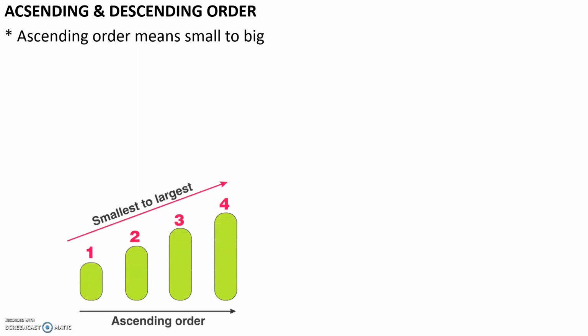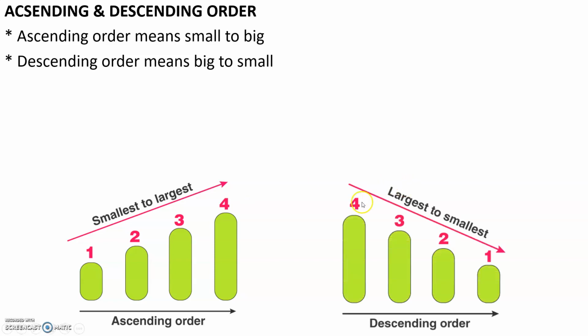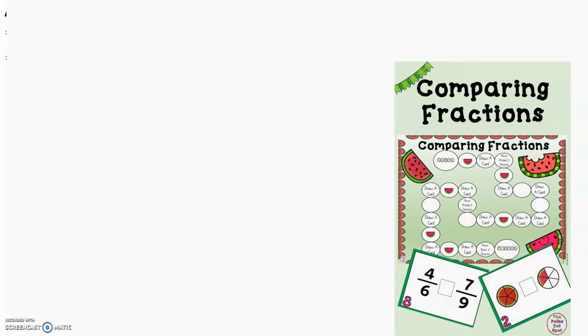Ascending and descending order. Now ascending order means small to big. छोटे से बड़ा. See from here. Ascending order means smallest to largest, like 1, 2, 3, 4 and so on. छोटे से बड़ा. Descending order means big to small. बड़े से छोटा. Like largest to smallest, 4, 3, 2, 1 and so on. These are called descending order.